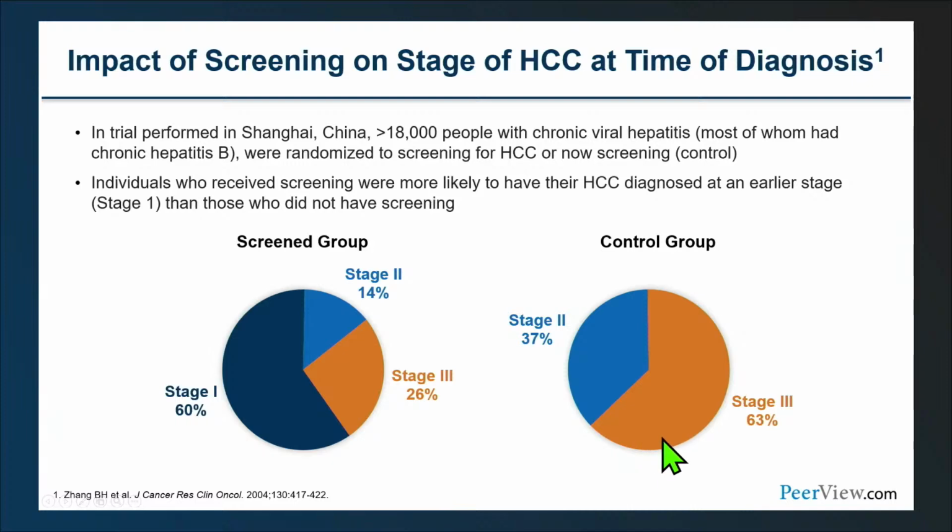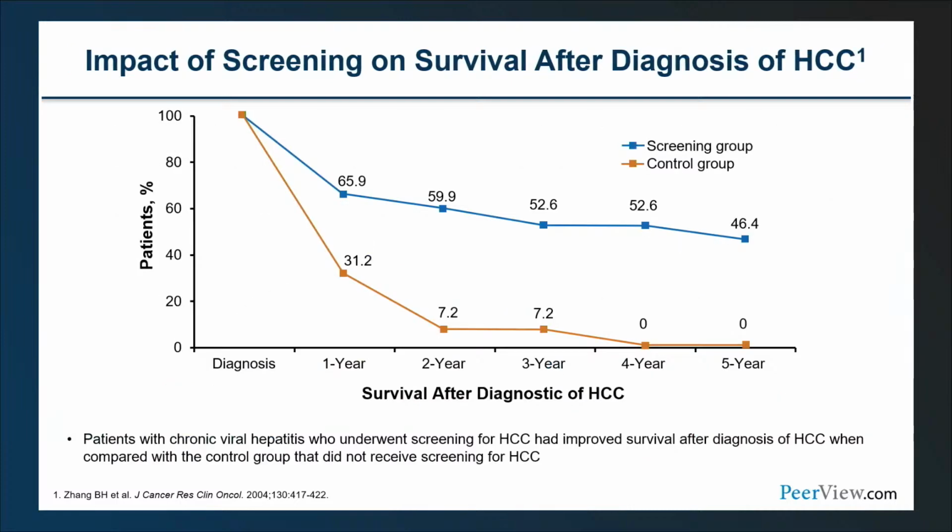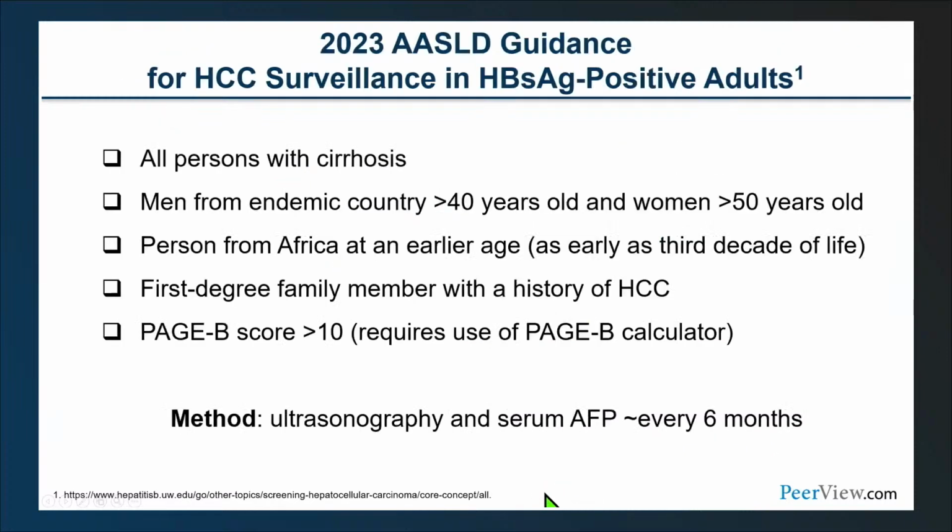Those of you who care for liver disease patients know with hepatocellular carcinoma stage 2, you can offer these individuals even transplant, which gets rid of the entire preneoplastic liver. And again, here's the impact of screening on survival after diagnosis of hepatocellular carcinoma, and not surprisingly here in the screen group, your survival at 5 years was much better than those who were not screened. So you can see here that screening does have a significant impact in this population.